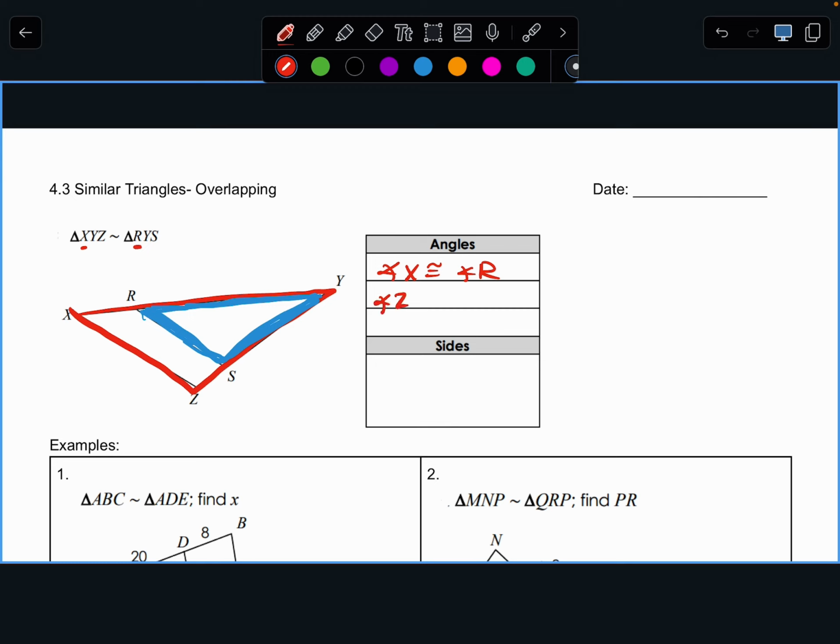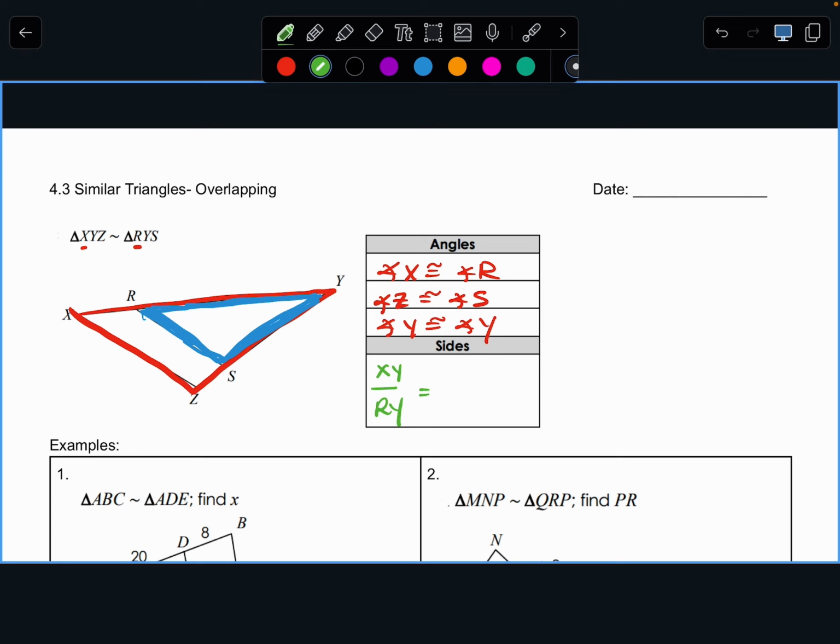And then angle Z is congruent to angle S. So you can see that these two would be the congruent ones. And then angle Y is congruent to angle Y. Now when we do sides, the sides are XY over RY, right? So we have this side, which is long, and then we compare it to this side.